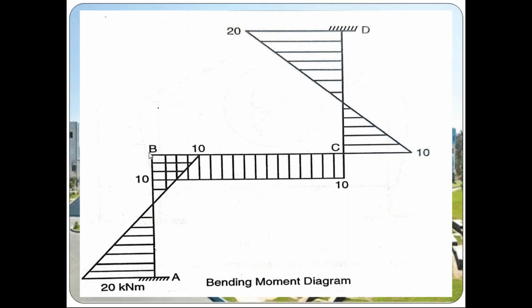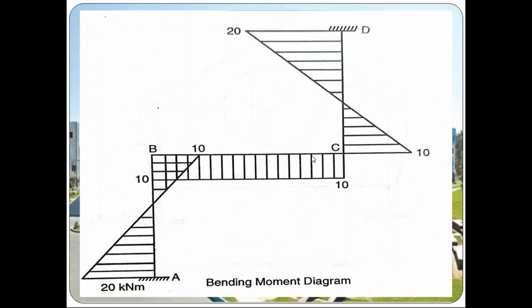And MBA, positive value is above the baseline. MBA is right to left, so a positive MBA goes above the baseline. But we are getting MBA as minus 10, so it goes below the baseline. We are considering the right side of the span AB as the below-baseline side. So this point is minus 10, and we connect those two points.